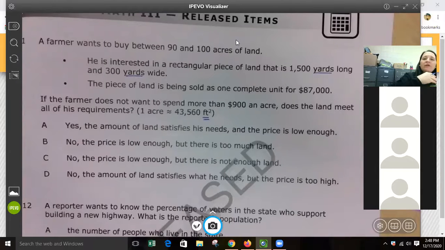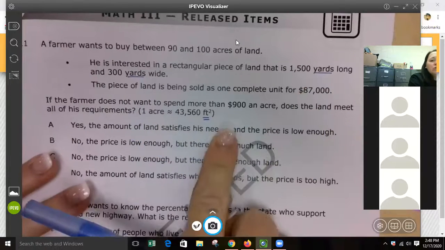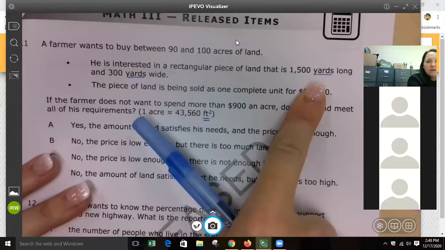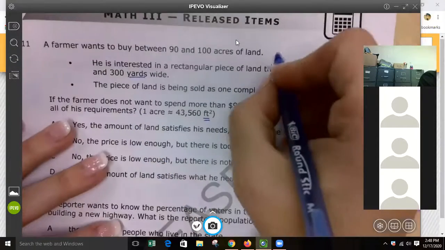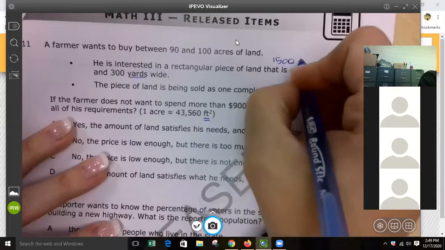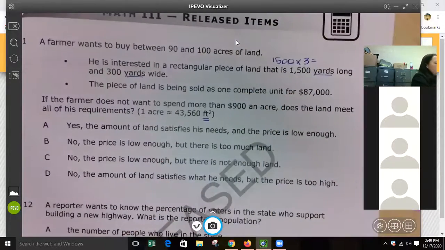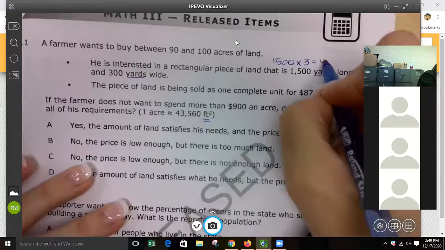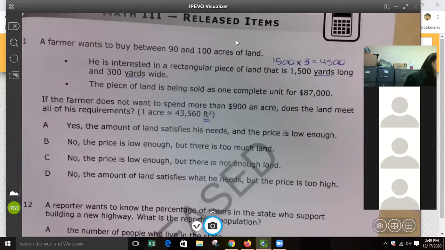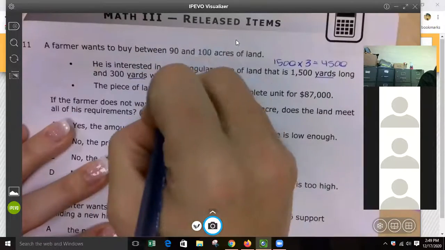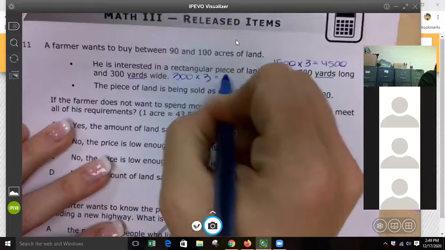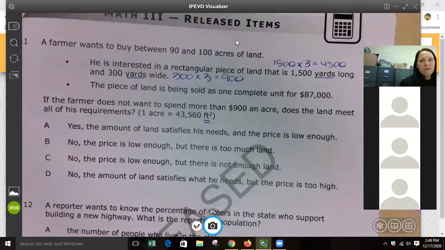So the first thing that you want to do is see how big this land is, because he only wants between 90 and 100 acres. So let's figure that out first. We have to figure out square footage, not square yards. So how many feet are in a yard? 3. So I'm going to multiply this by 3. I have it written down, so I don't have to do it in my calculator, but you can do it in your calculator if you want to. You get 4,500 feet. And then you're going to do 300 times 3, and you get 900 feet.